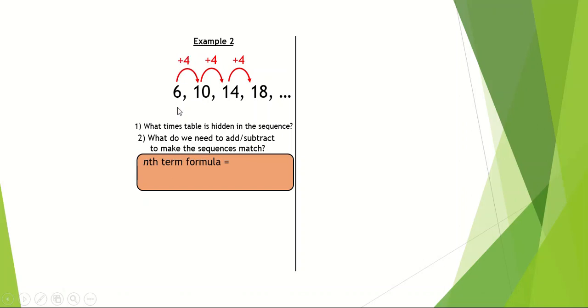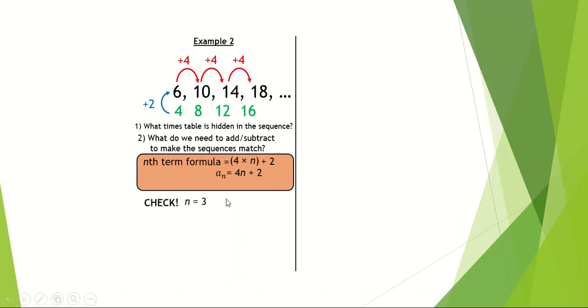So 4 times 1 is 4. 4 times 2 is 8. 4 times 3 is 12. 4 times 4 is 16. Our sequence when we have the 4 times n is 4, 8, 12, 16. But we need to get this original sequence from this sequence. So what do we need to add or subtract to make the sequences match? Correct. We simply need to add 2. Therefore, our a sub n is equal to 4n plus 2.